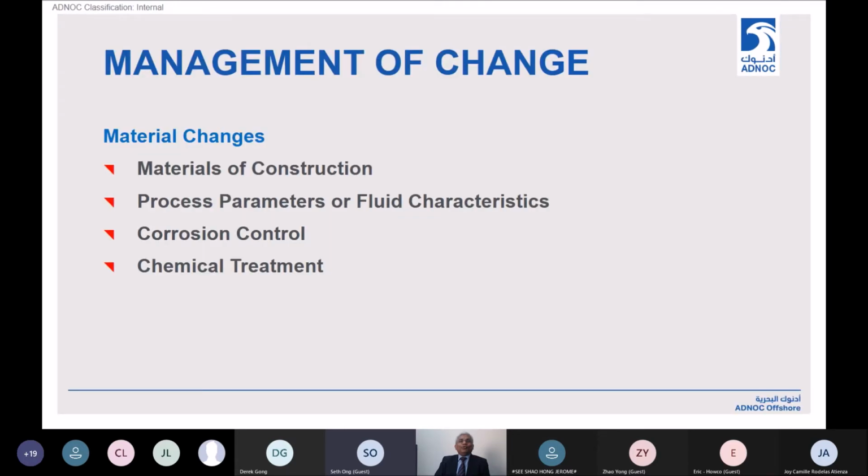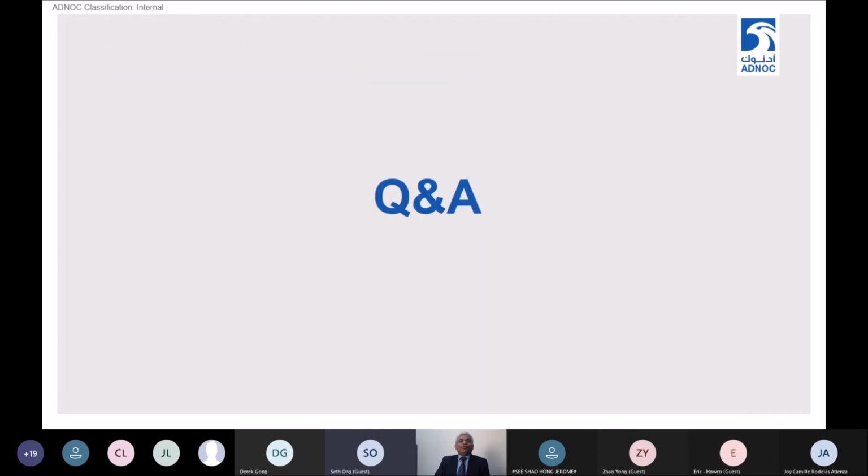Management of change, no doubt, we need to know how to manage change. You see, any changes in the design can bring about catastrophic results if we don't manage change well. So it cannot be overemphasized again. Corrosion control and chemical treatment all deserve proper understanding of change and managing the change precisely, I would say.